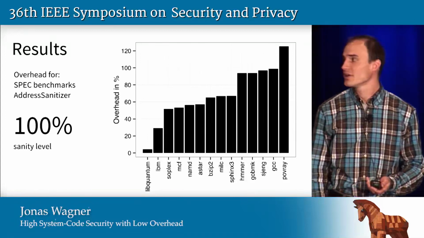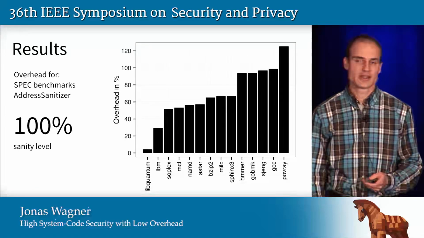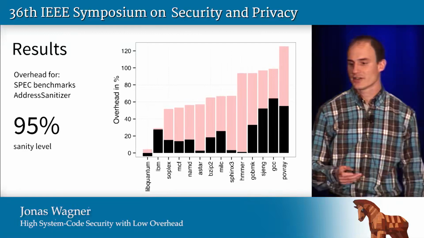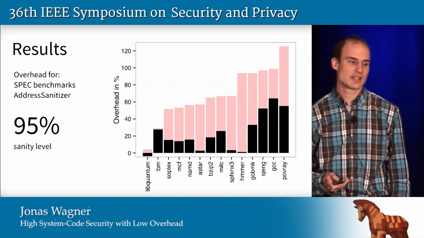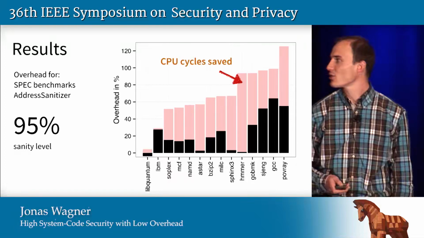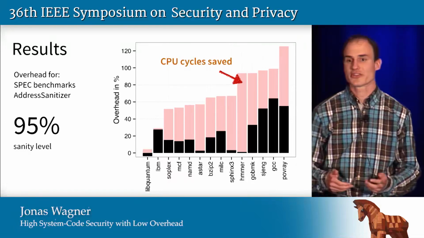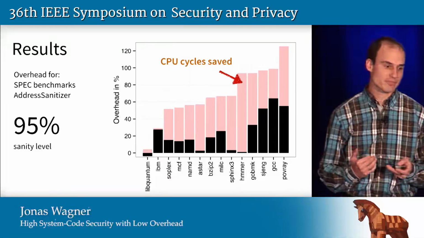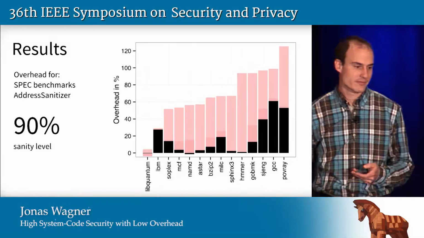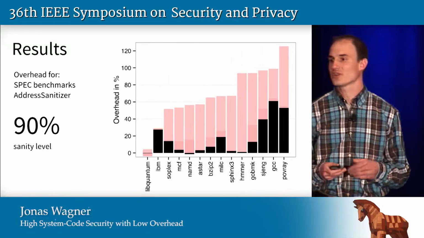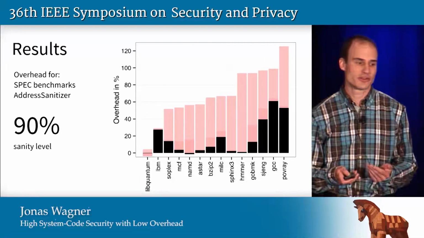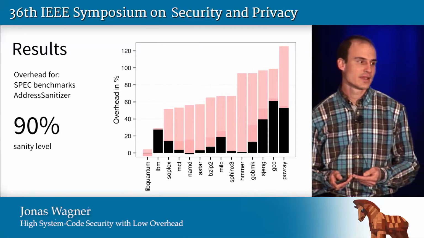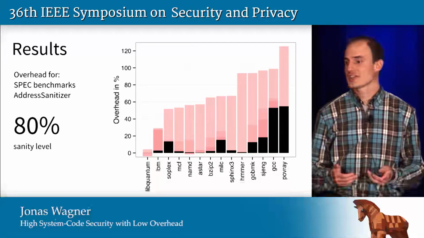Now, using ASAP, users could reduce this overhead by choosing a slightly lower sanity level. Here, you can see the overhead for a sanity level of 95%. All the red parts in this figure are CPU cycles that we save by reducing the protection by 5%. Users who want even lower overhead can reduce the protection level further. So here is the result for a 90% sanity level, and here it is for a sanity level of 80%.